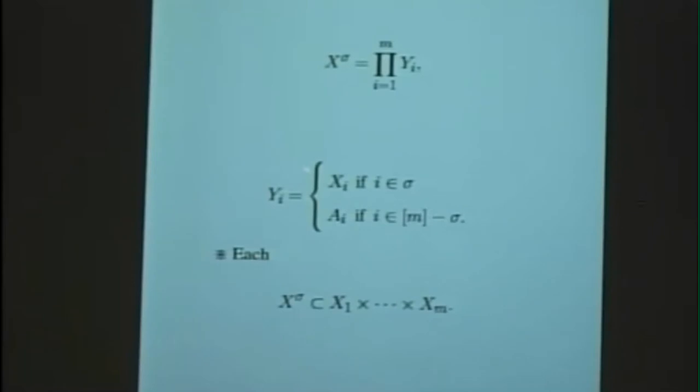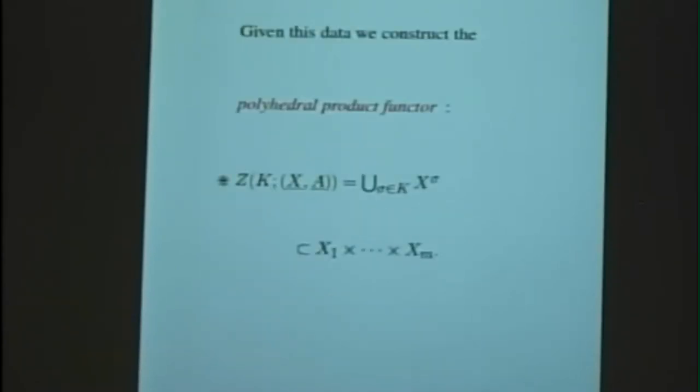Now, I want to make a point. This type of construction, where you have either a space or a group associated to the points in the simplex, and another set of spaces or groups for all the points not in the simplex, will permeate the lecture. That'll occur 3 or 4 times, a variation of that. So just keep that in mind. So given this data, we take the union, and the union is taking place in the product X1 through Xm of all these X sigmas, and we call this the polyhedral product functor, and the variables are indicated in the notation.